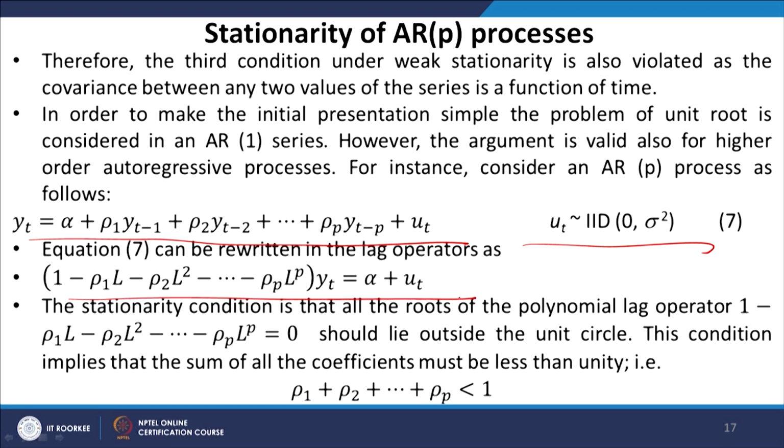The stationarity condition is that all the roots of the polynomial lag operator should lie outside the unit circle. So, for an AR(1) process, the polynomial lag operator was 1 minus rho L equals 0. For an AR(p) process, this is the polynomial lag operator and its roots should lie outside the unit circle. This condition implies that the sum of all the coefficients, rho 1, rho 2 plus rho p all together, must be less than unity.